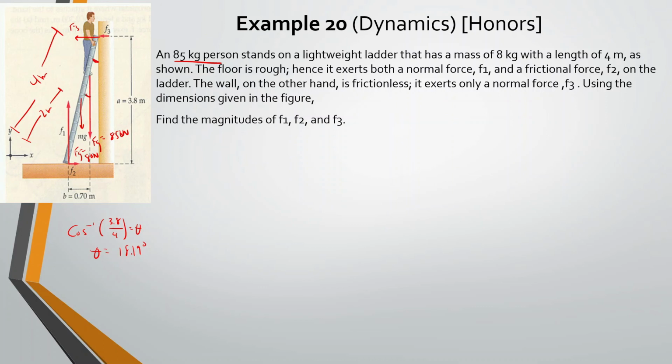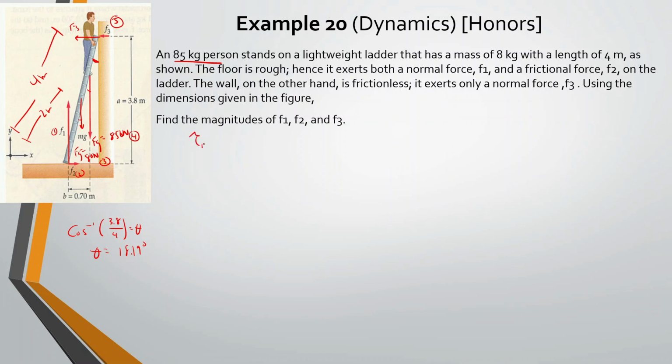That means this angle here is also 18.19 degrees, and this angle here is 18.19 degrees. So that's important to know. Now let's label things. I'm going to label this 1, this 2, this 3, label this 4, and label this 5.